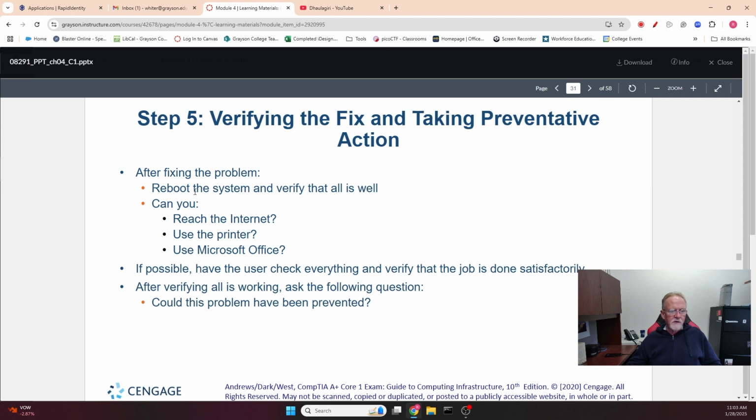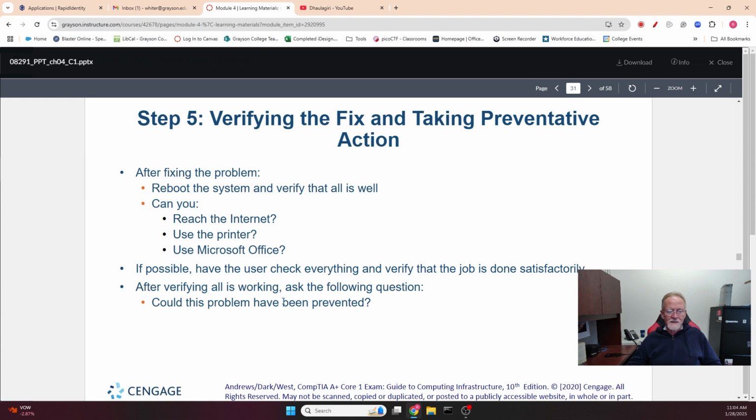After fixing, reboot. Regardless of whether you need to or not, reboot the system and verify that it boots up. Verify that you can reach the internet, verify that the printer still works, verify that Office still works. If those things all work, there's a pretty good chance you fixed what was wrong. Have the user do that and make sure the user can do everything they expect to be able to do. That will keep the user happy, because before you leave, you need to make sure that the user is happy with your work.